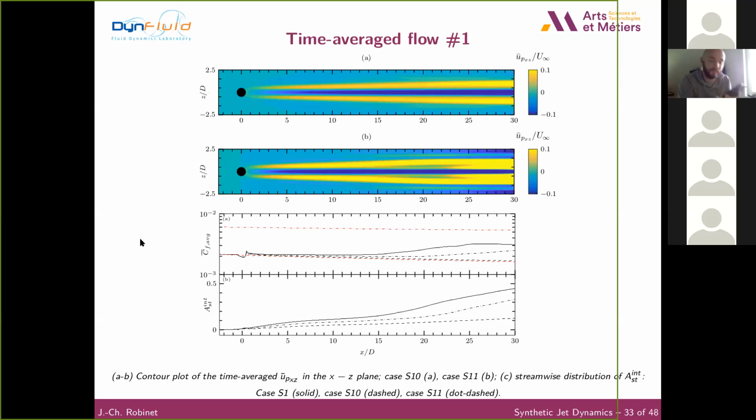Okay. We see exactly the same behavior if we look at the evolution of the amplitude of the streaks. Typically, in the lower pictures, the solid line is the baseline, case 1. The dash is case 10, where the momentum coefficient is lower, and case 11 is an intermediate case between 10 and 1. We have a monotonic evolution in the streamwise direction, but also for the momentum parameter. If the momentum parameter is larger, the streak evolution is more important. If the momentum is smaller, the streak evolution could be almost null.